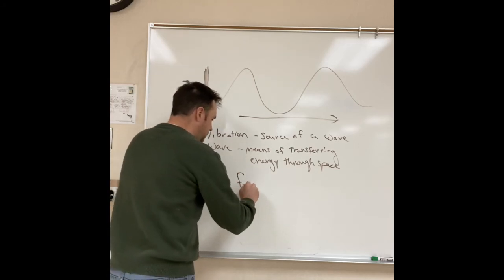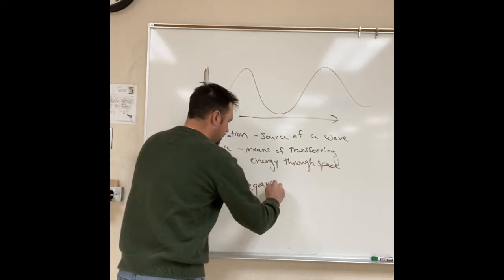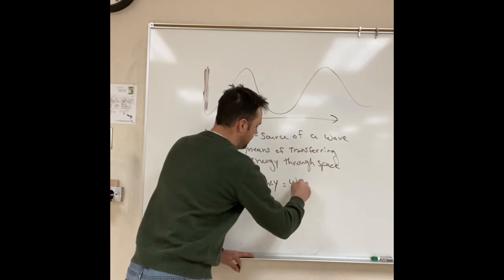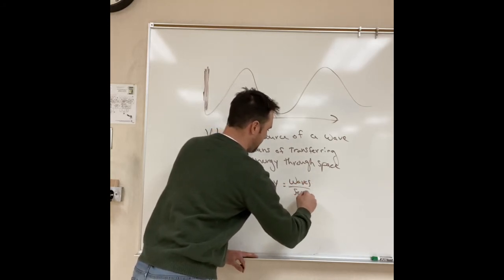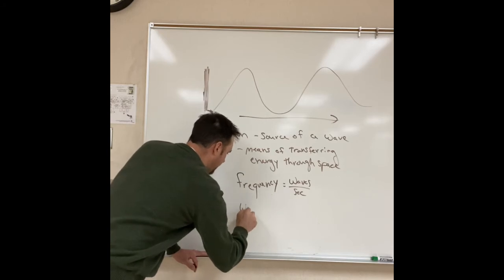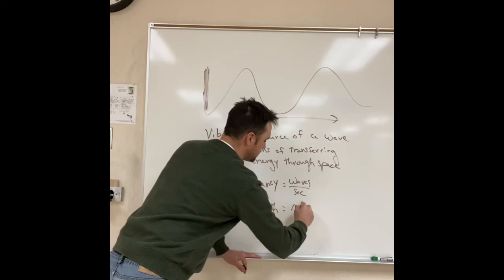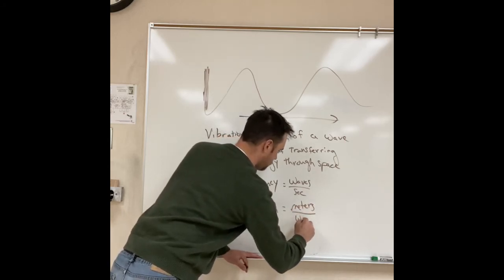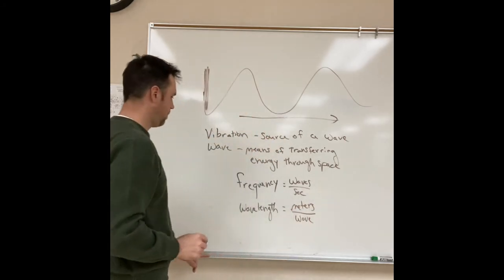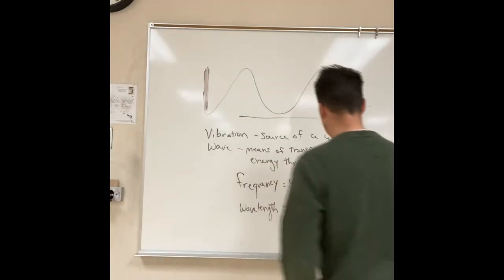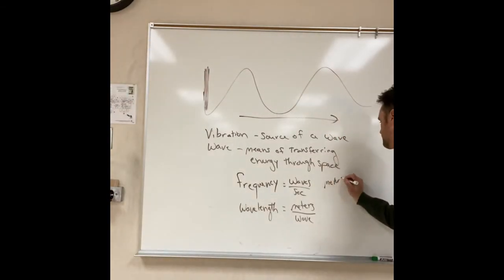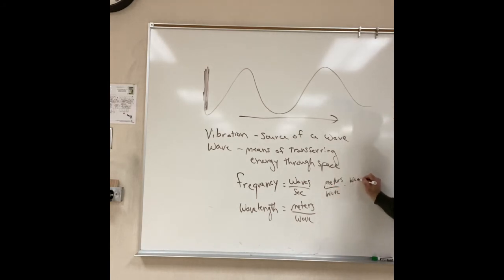Right? We've already learned that frequency is the cycles or the waves per second. Wavelength is the meters per wave. So what would happen if we were to multiply meters per wave by waves per second? We would get meters per second.